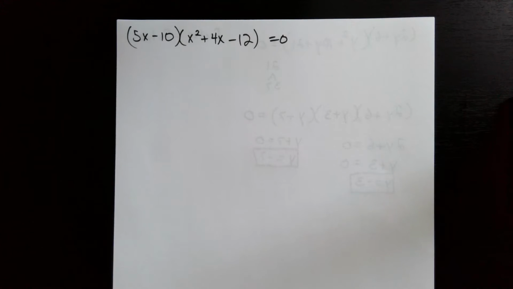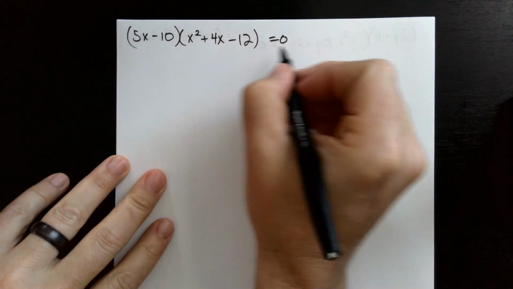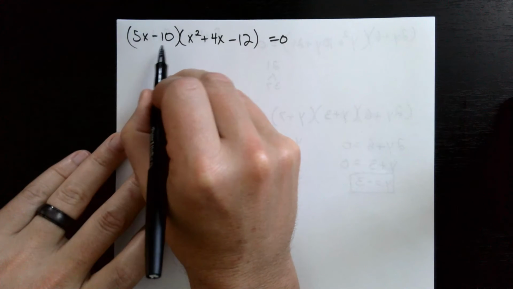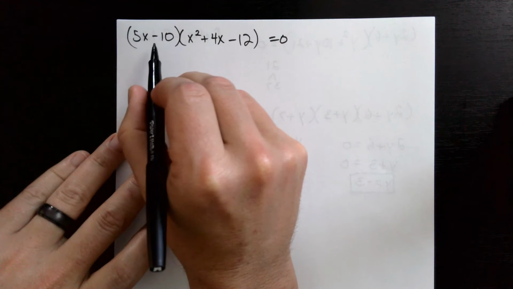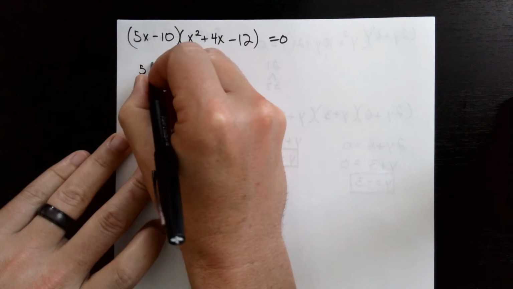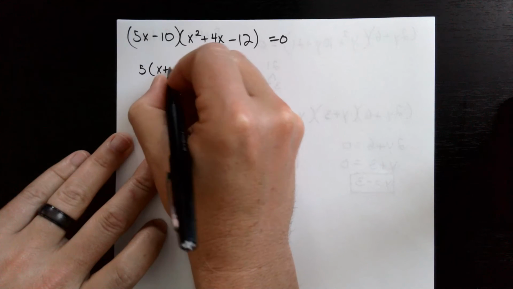Okay, in this problem we have 5x minus 10, and it's being multiplied by x squared plus 4x minus 12. It's all set equal to 0. Okay, so just like the last problem, this one could have something factored out of it, so we can do that first. Let's factor a 5 out of that. So if we factor a 5 out of that, that's going to give us an x plus 2.